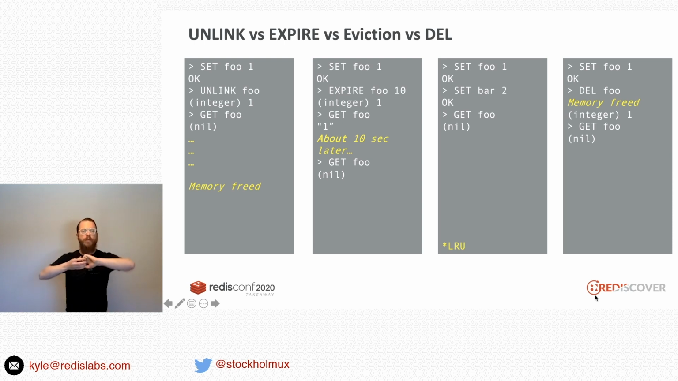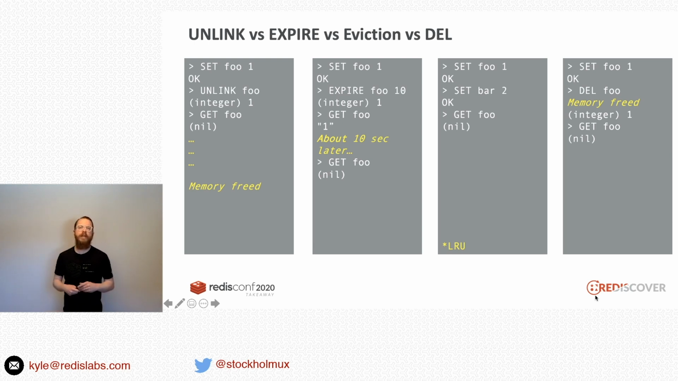So it says immediately, I want to break the link between the key and the value. And then what I'm going to do is, in a separate thread, at some point in the future, free that memory up. This is the primary way you remove data in Redis, with the unlink command.